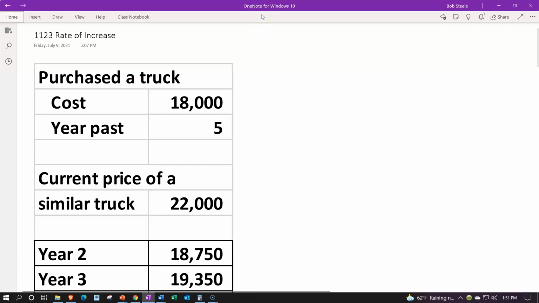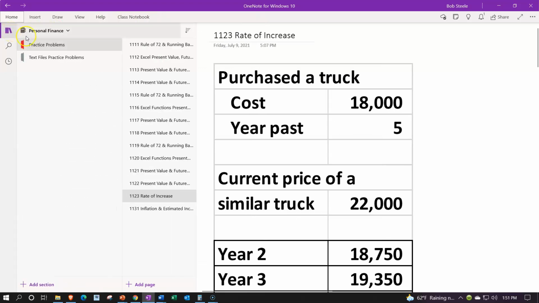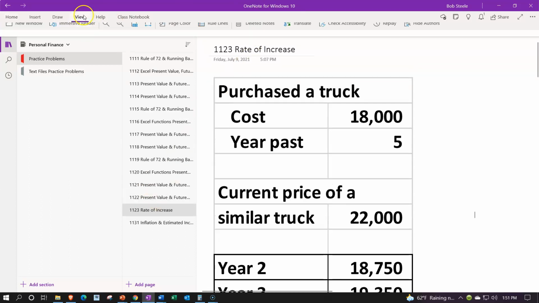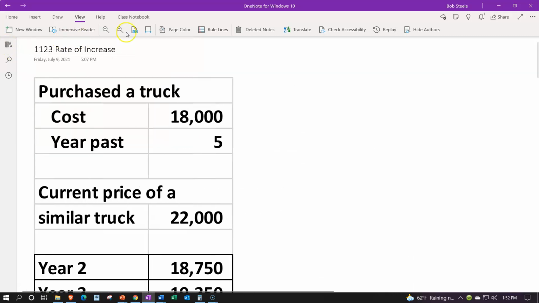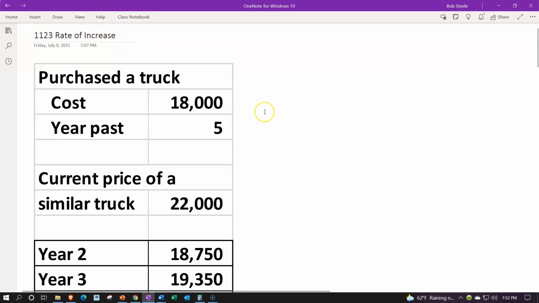If you have access to OneNote and would like to follow along, you're not required to, but if you would like to, we're in the icon on the left-hand side, the Practice Problems tab, down in the 1123 Rate of Increase tab. Also note, when using OneNote, look at the Immersive Reader tool. Our presentations will also be in the text area with the same name, same number, but with transcripts. Transcripts can be translated into multiple different languages and either listened to or read in them. Closing the icon, we have our information up top, calculations down below.